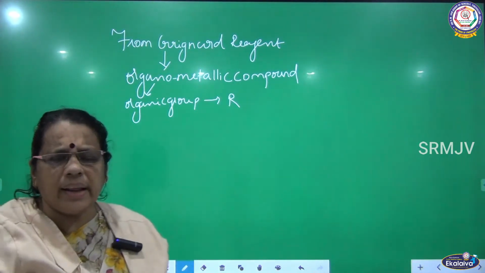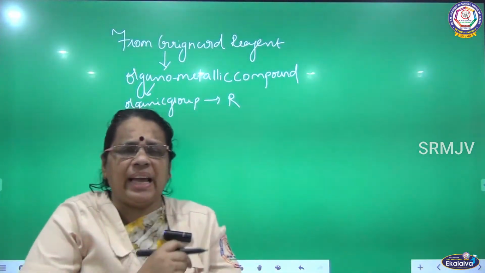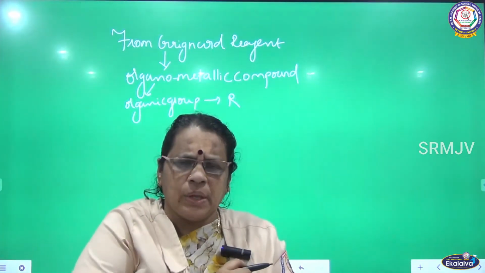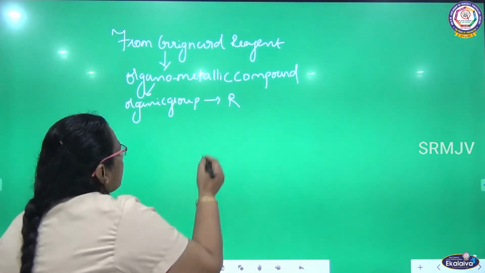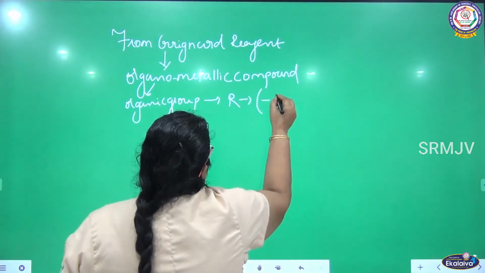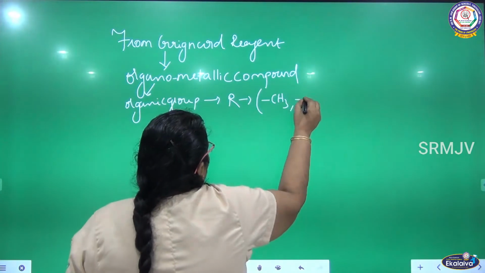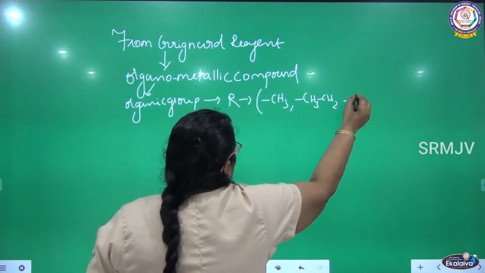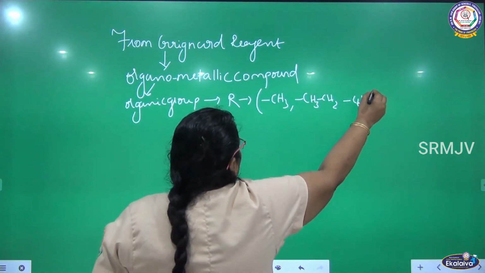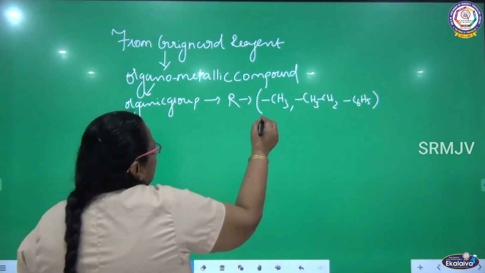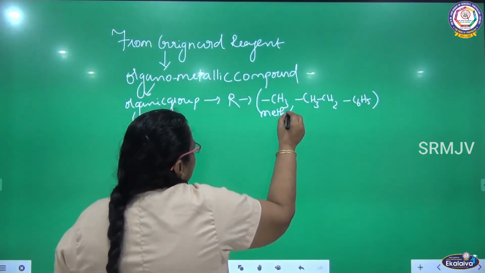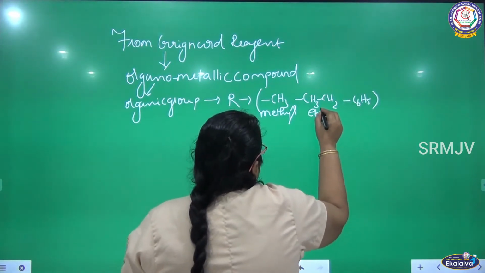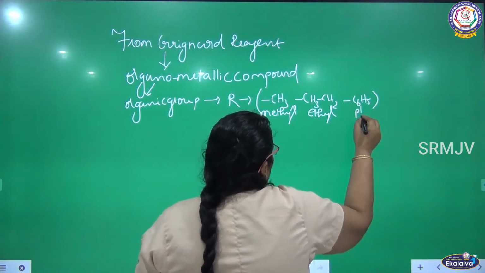So what is a Grignard reagent? It is an organometallic compound. Organo means an organic group, which is indicated by R. This R can be any bulky group, like a methyl group, an ethyl group, or a phenyl group. So R can be anything. R is compulsory in Grignard reagent, which is an organic group: methyl, ethyl or phenyl.